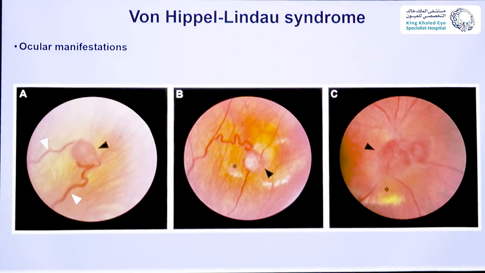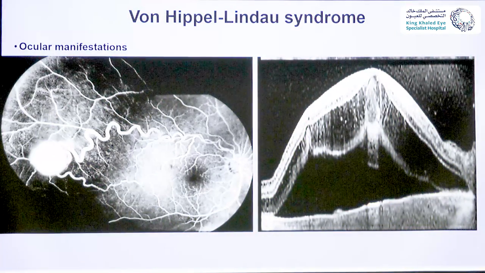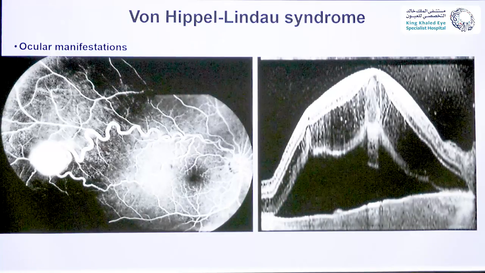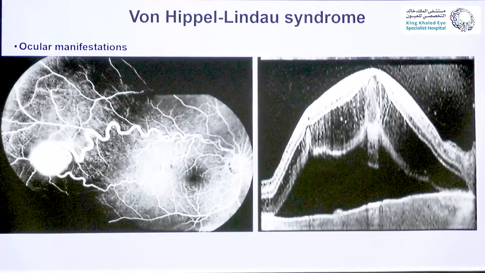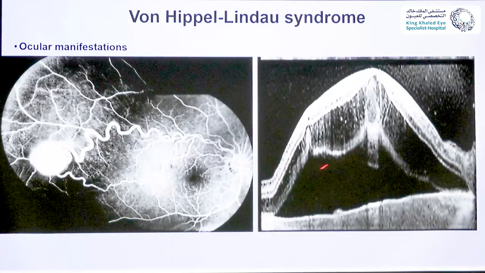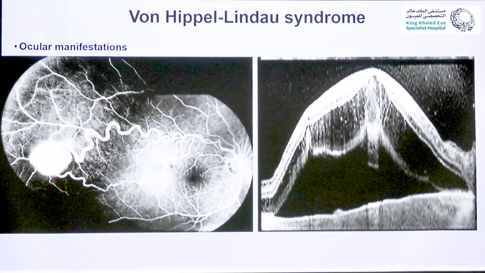Okay, and these are the lesions. You can see them as red to orange, and you can see the feeding and draining vessels. This is how you can see it on the FFA. This is a very huge capillary hemangioblastoma. You can see how the feeding and draining vessels are supplying and leaving the tumor itself. If you have a leakage, you will have a secondary edema, so this lesion should be treated.